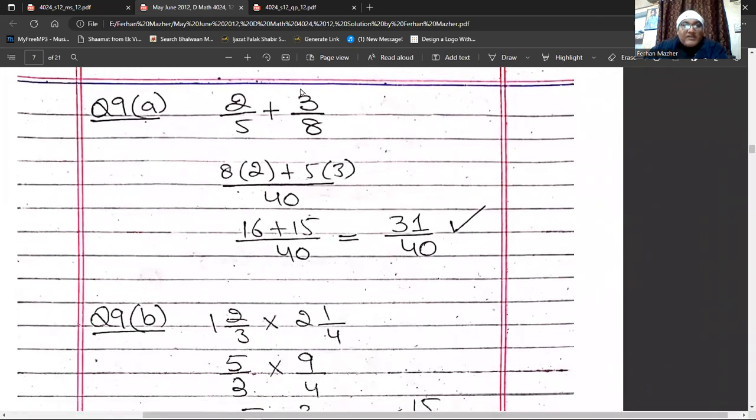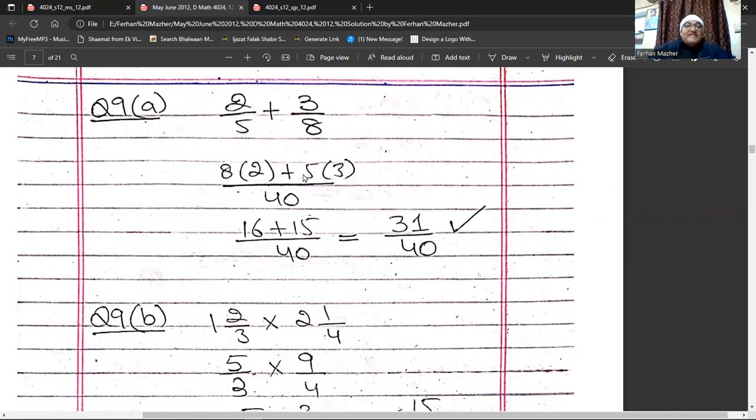Okay, so 2 by 5 plus 3 by 8, the LCM will be 40. Divide the 40 with this denominator, you will get 8. So 8 will multiply with this numerator, so 8 into 2 plus. Divide this LCM with this denominator, you will get 5. So 5 will multiply with this numerator. So you can see here I have written plus 5 into 3.